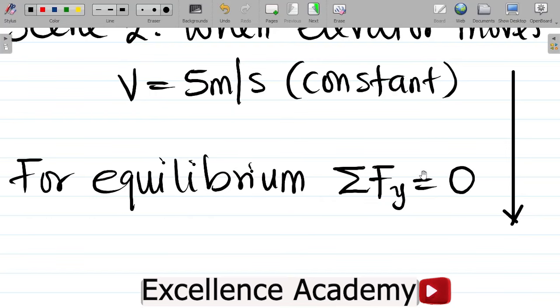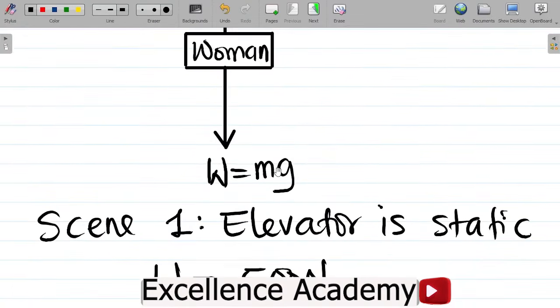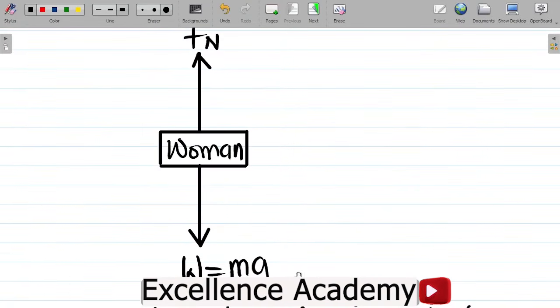Now, if this is not equal to 0, the person would either go up or fall down. But if the person is standing straight while it descends, it means that there's no change in the vertical component, that the sum of the vertical forces is equal to 0. Now, looking at the vertical forces, we have this.